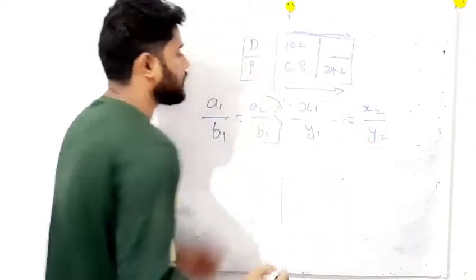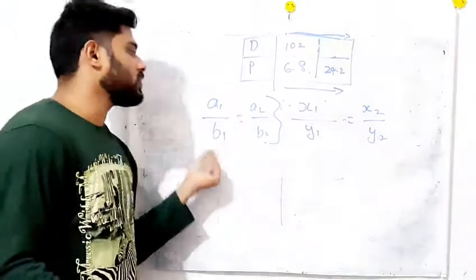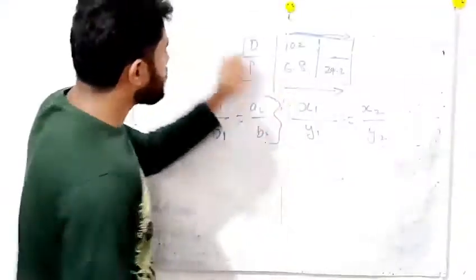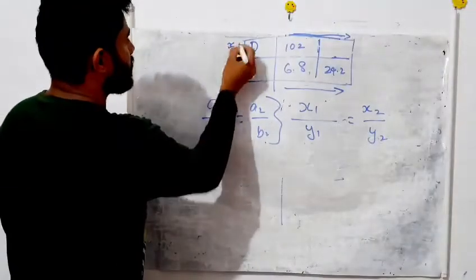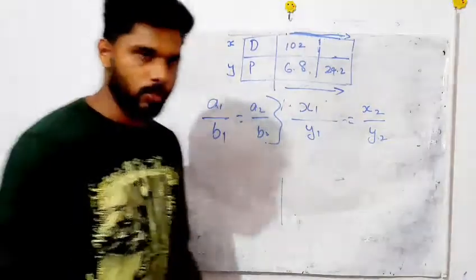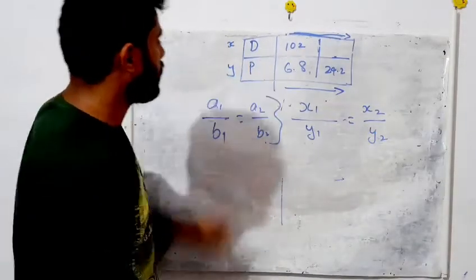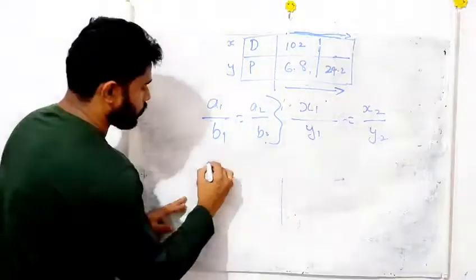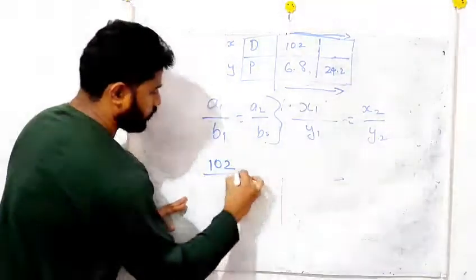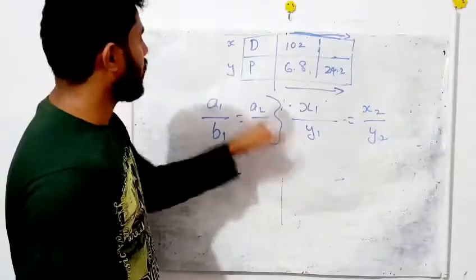In the place of A we wrote x, in the place of B we wrote y. Okay. x means this is the first variable. This is x and this is y. Understood? So x1, that means distance 1. What is the distance? How much is it? 102. So 102 by x1 by y1. y1 means petrol.